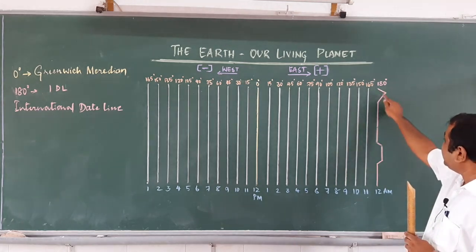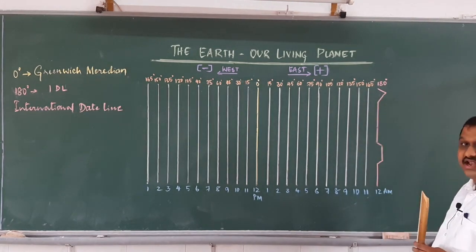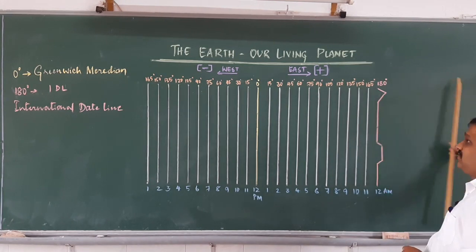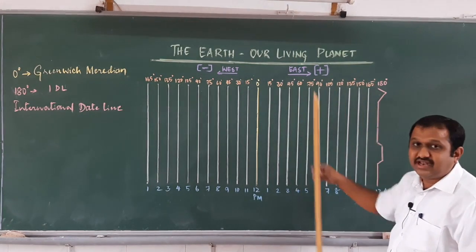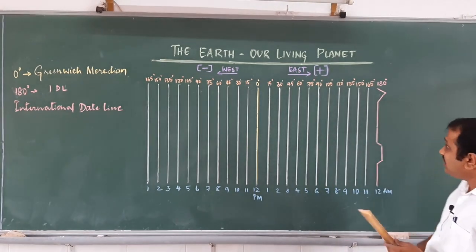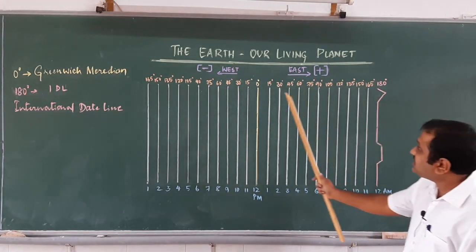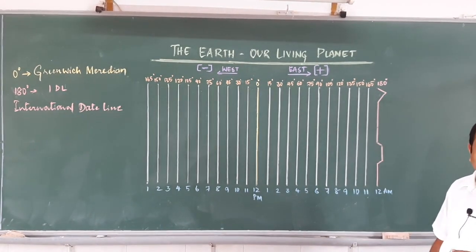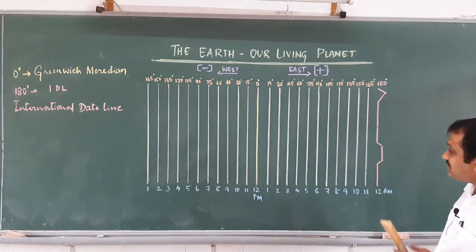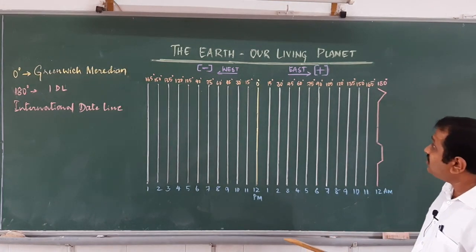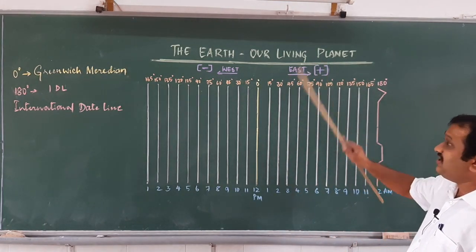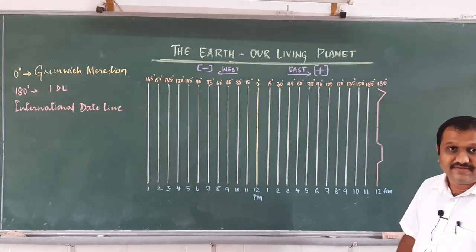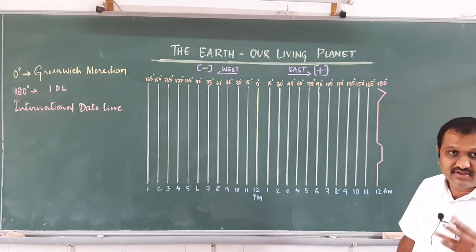That is, it is demarcated on the Pacific Ocean. From here onwards it is west, and from here to the right side it is east. So this line is exactly opposite to the 0 degree Greenwich meridian. Now, let us discuss why I have indicated east with the plus and west with the minus sign. It's very simple.